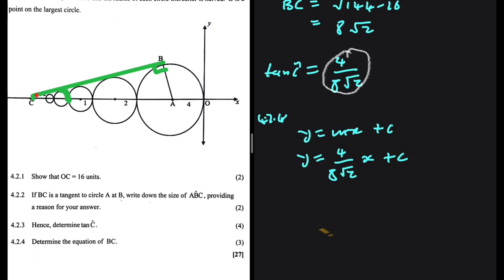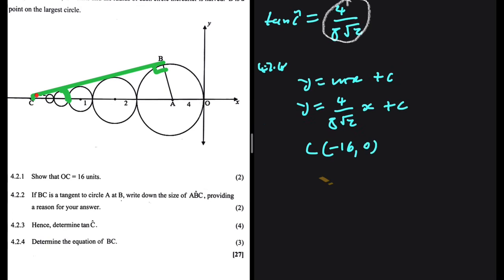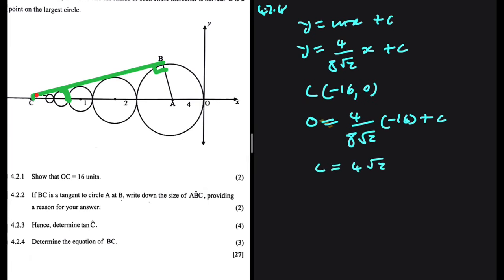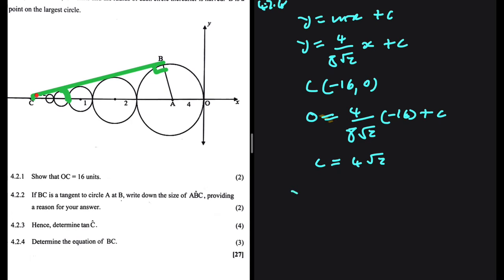Which point can we substitute? We can substitute point C, because we know that at C, the x coordinate is minus 16 and the y coordinate is 0. So if we substitute that, we're going to get 0 being equal to 4 divided by 8 square root of 2, multiplied by minus 16, plus c. So c will be equal to 4 square root of 2. And now we can conclude and say that the equation of BC is y equals 4 divided by 8 square root of 2, x plus 4 square root of 2.